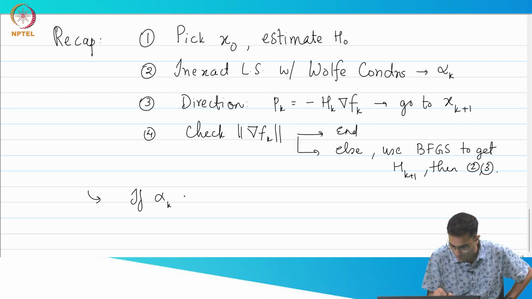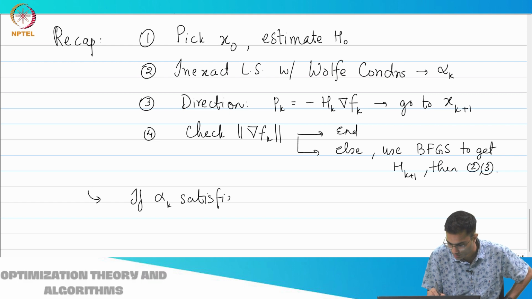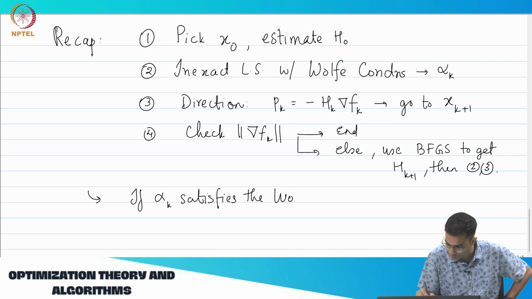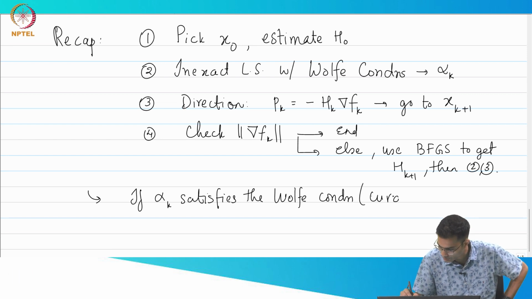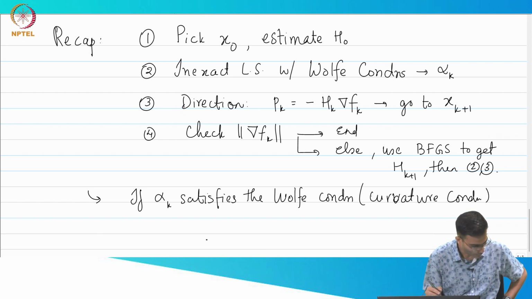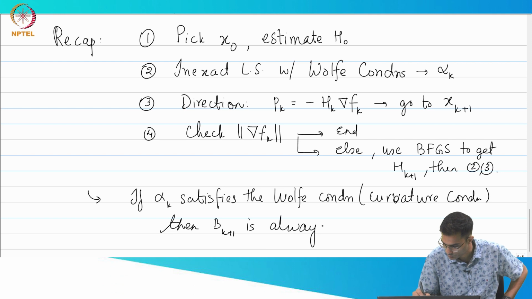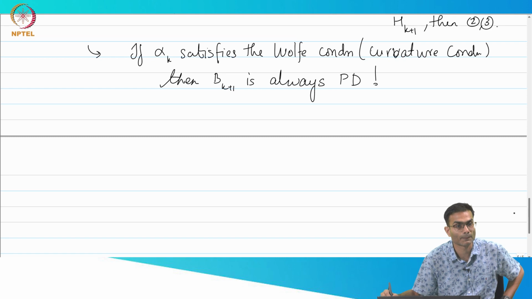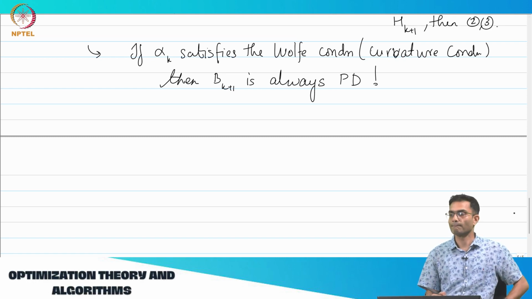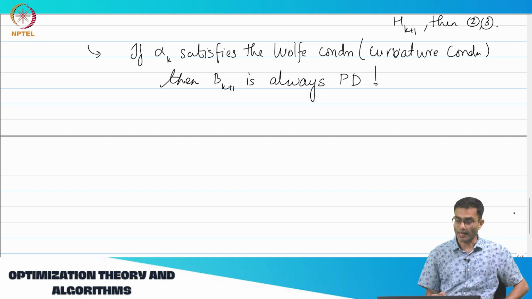It says that if alpha k satisfies the Wolfe condition, in particular the curvature condition, then bk plus 1 is always positive definite, a surprising result, right? And not only is it surprising, the proof is also very simple.